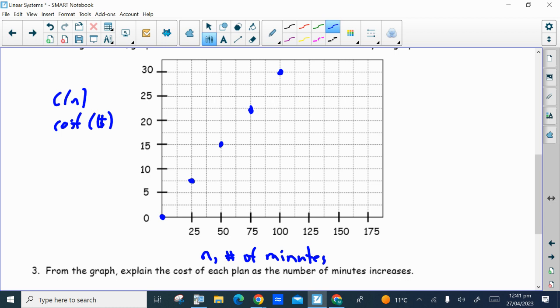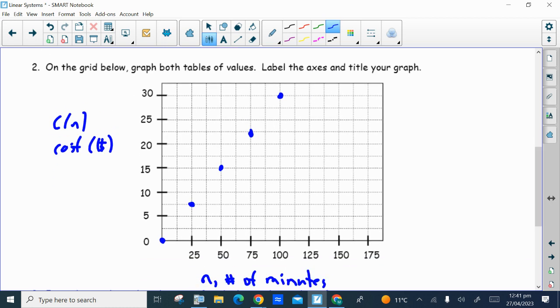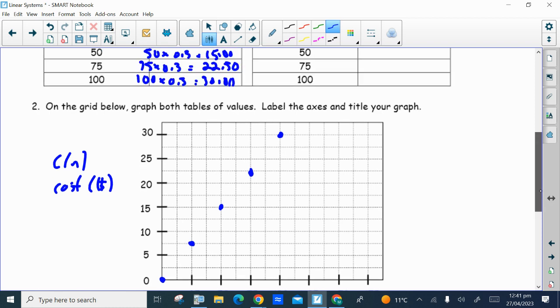Okay, so there's that linear pattern. And technically, we probably shouldn't draw a line through these points because that would tell us that there's a cost for half a minute or a quarter of a minute. And that's probably not true. So we'll just leave it as a series of points.